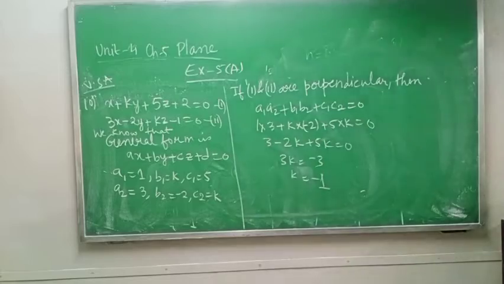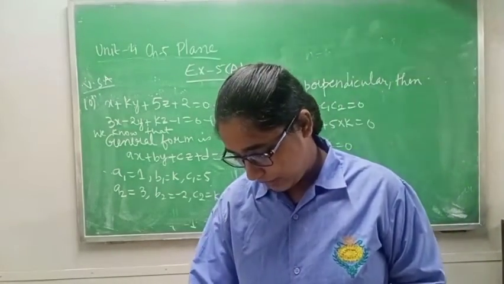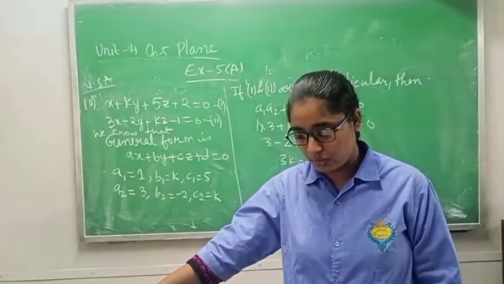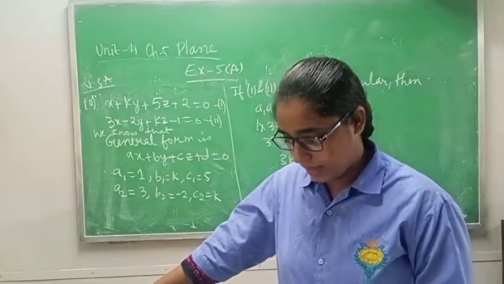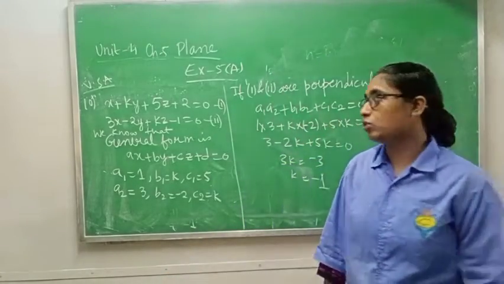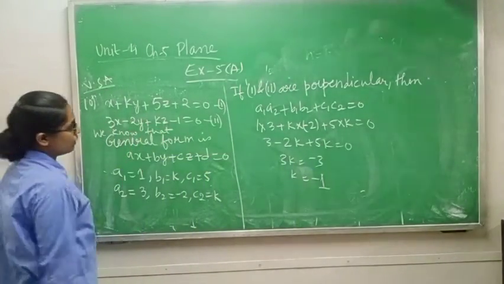Now class 12C, question number 10 is given. Find k for which the two planes x plus ky plus 5z plus 2 equals to 0 and 3x minus 2y plus kz minus 1 equals to 0 are perpendicular to each other. So two equations are given to you. I have already written equation 1 and equation 2.